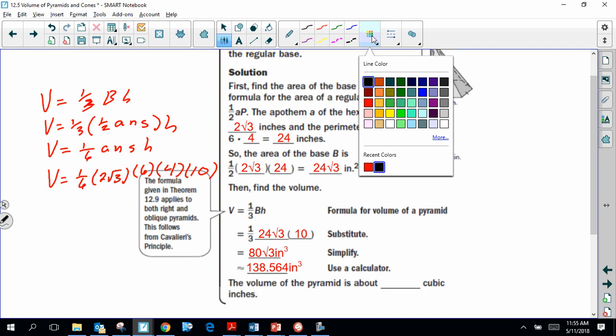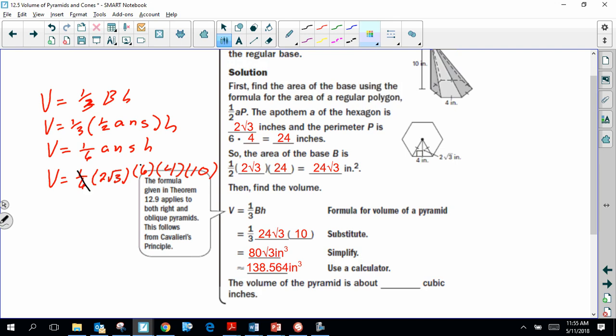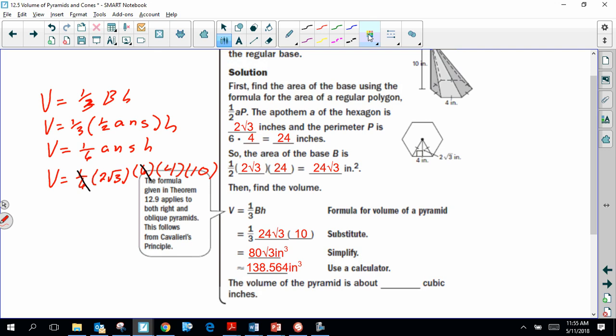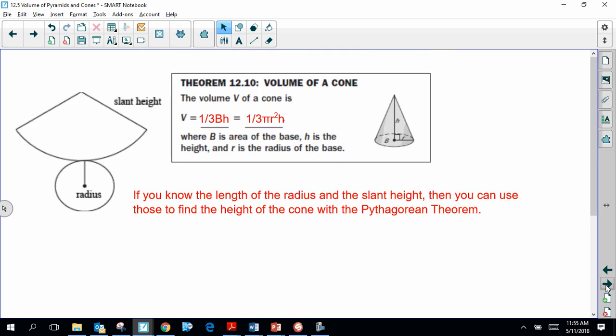You can see here the 1/6 and the whole number 6 just simplify to be 1. So when we multiply our numbers now, the 2 times the 4 is 8, and the 8 times the 10 still gives me 80 radical 3 for my volume. So we can do it that way as well. And I forgot to put in there, in case you're wondering, the approximate value is the same as what we got when we multiplied 80 by the square root of 3.